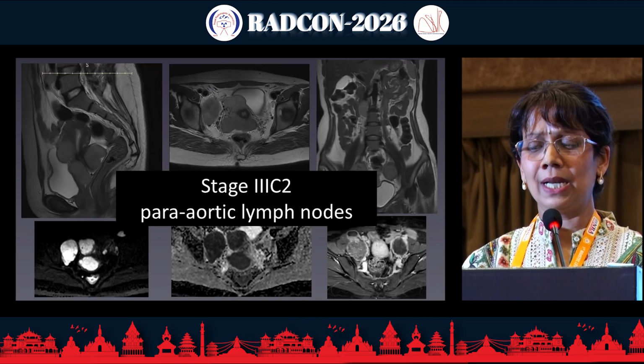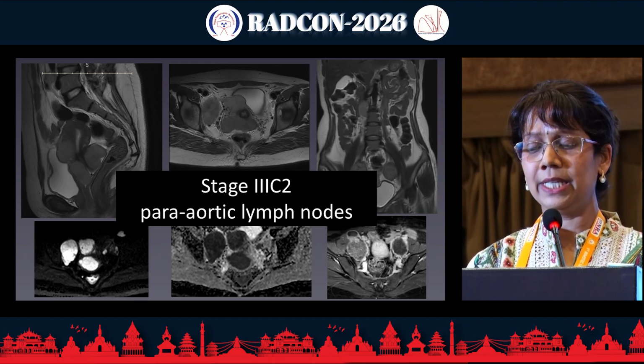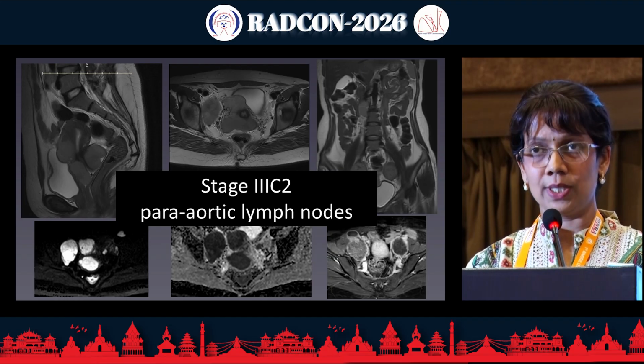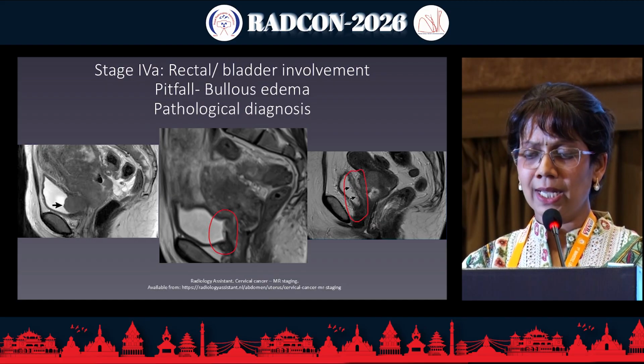Another example here of a bulky cervical mass with large lymph nodes extending up in the para-aortic region up to the renal vein. So this is a stage 3C2 disease. Stage 4 is moving beyond that.